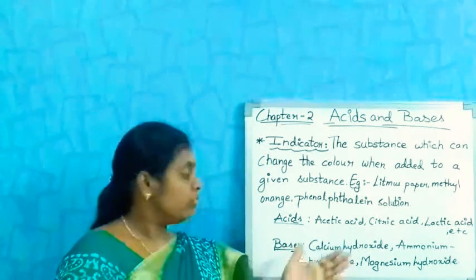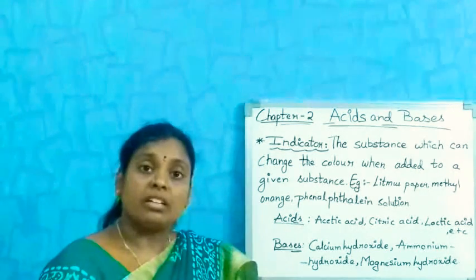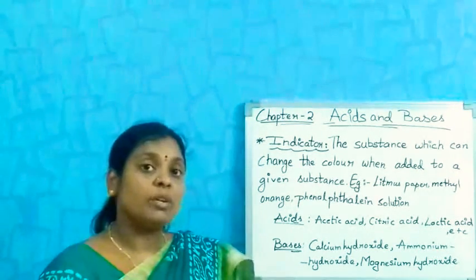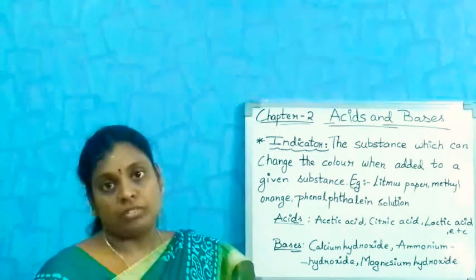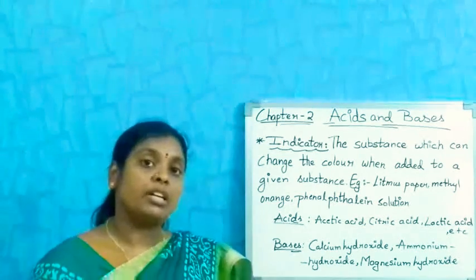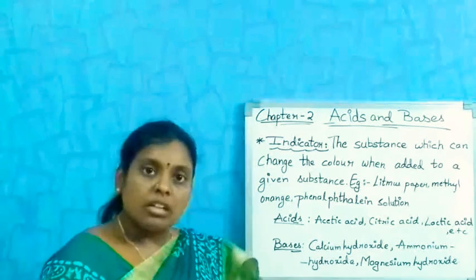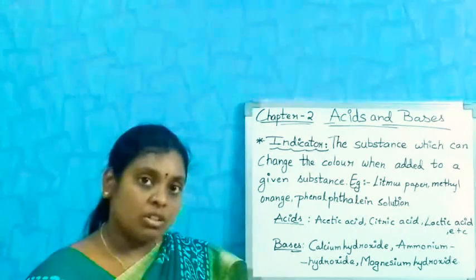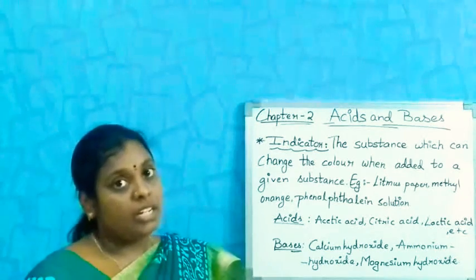For these acids, we have done the experiment with lemon and turmeric powder. If you rub the turmeric powder onto the paper and then brush it with lemon juice, it changes to another color, that is red. By that we can say it is an acid.